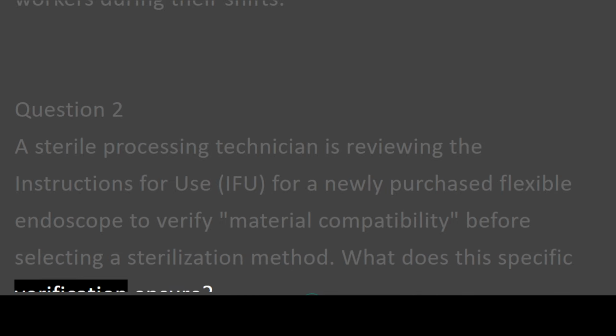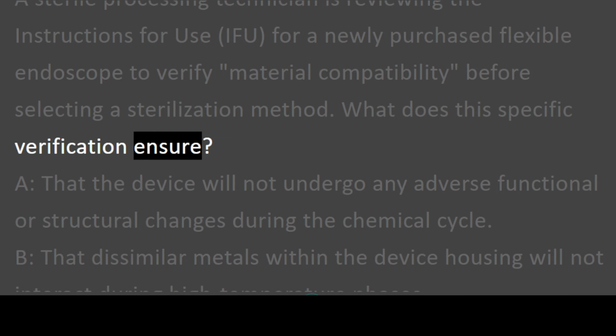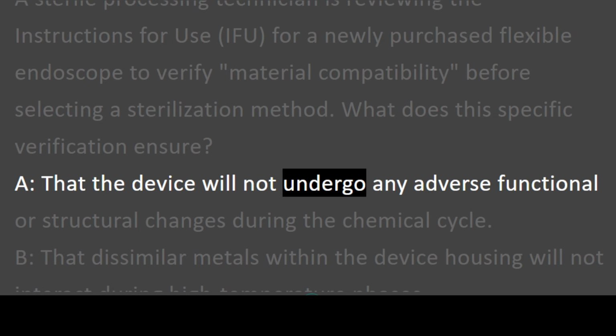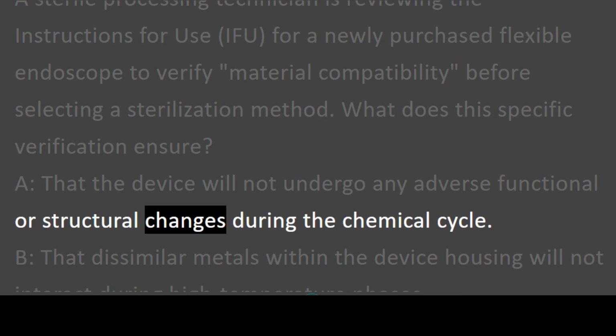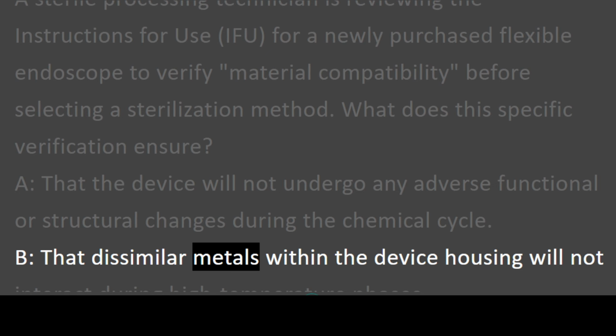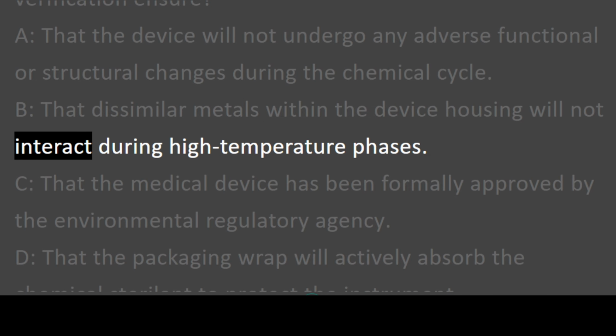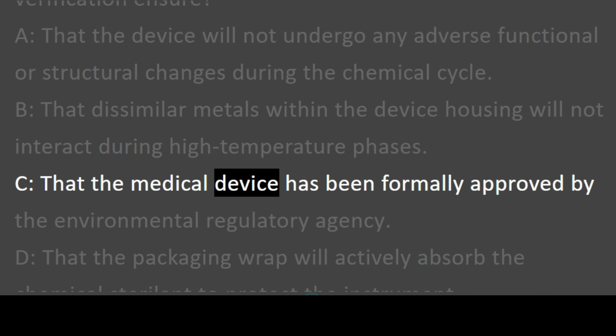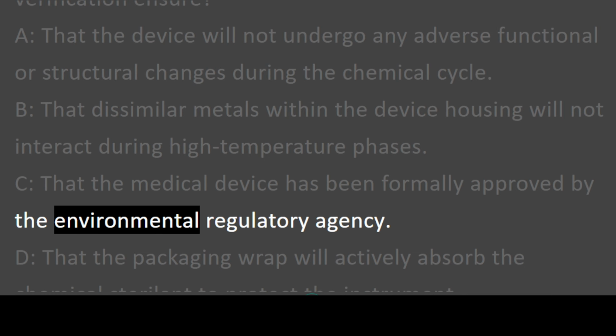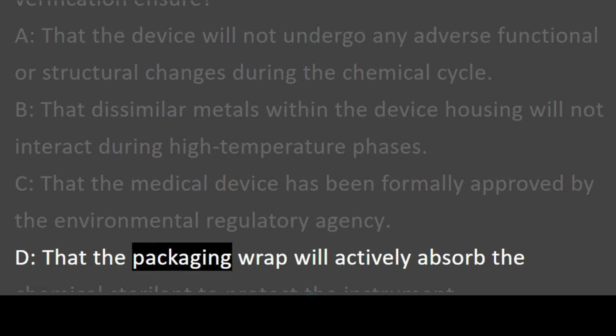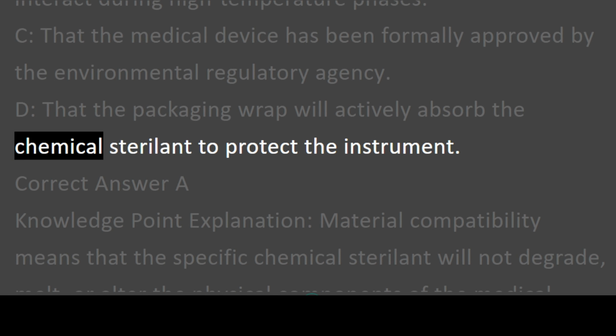What does this specific verification ensure? A. That the device will not undergo any adverse functional or structural changes during the chemical cycle. B. That dissimilar metals within the device housing will not interact during high-temperature phases. C. That the medical device has been formally approved by the Environmental Regulatory Agency. D. That the packaging wrap will actively absorb the chemical sterilant to protect the instrument.